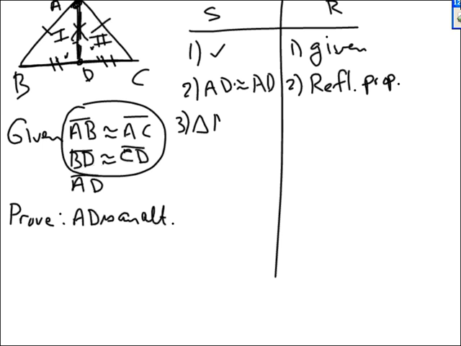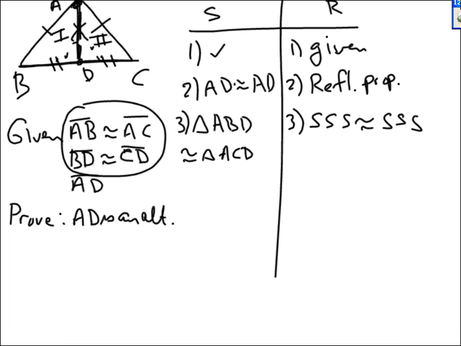Triangle ABD is congruent to triangle ACD. The reason is side, side, side is congruent to side, side, side.